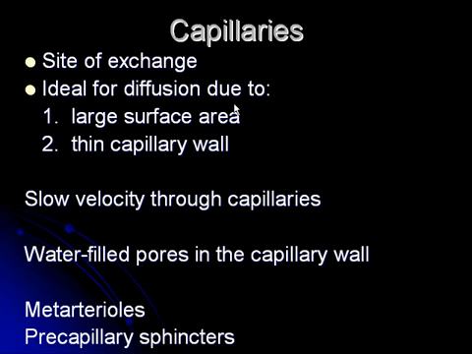Billions, right? So you have billions of capillaries. Overall, their total surface area is immense compared to this one little tiny aorta. The second is the thin capillary wall, which I just mentioned. So you have to think big picture here. Overall, there's a larger surface area.